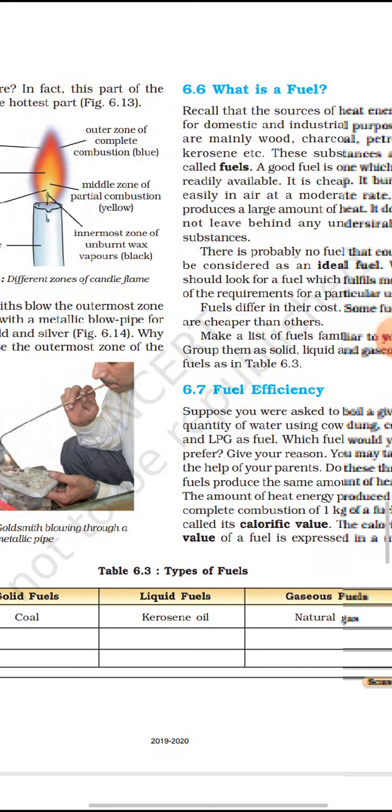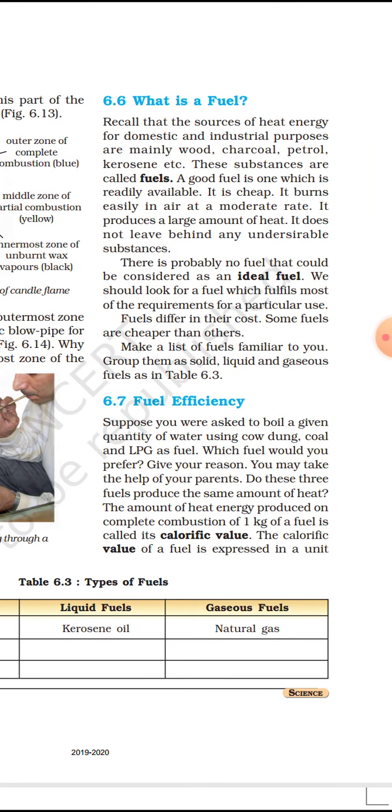Okay, next we will see what is fuel. Fuel is a source of heat energy for domestic and industrial purposes, and we mainly use wood, charcoal, petrol. These substances we call fuel. An ideal fuel is not present, and we do not use only one type of fuel. We use many types of fuel. According to their heat, we separate them and use them for our own purposes.